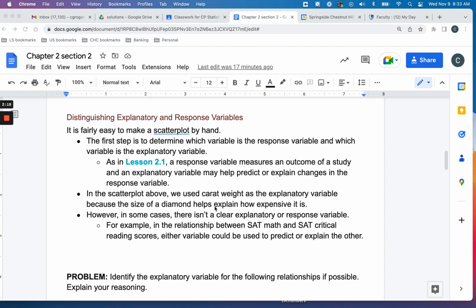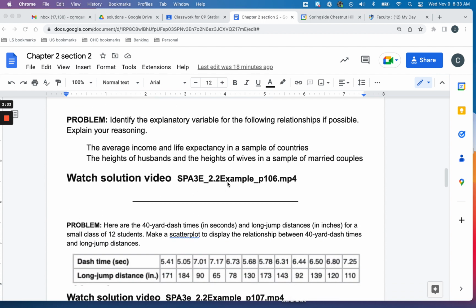So the next thing is to talk about how to make a scatter plot by hand. What I'm going to do is have you use the app again. All you have to do is get the data in, and you'll have to decide which is the explanatory, which is the response. So the first video we have, the guy is just going to talk about differentiating between the average income and life expectancy in countries, which is the explanatory, which is the response, and then the heights of husbands and the heights of wives in a sample of married couples, which is explanatory and which is response.